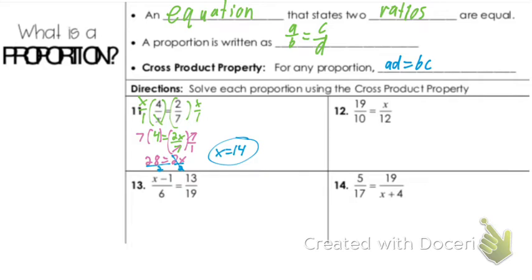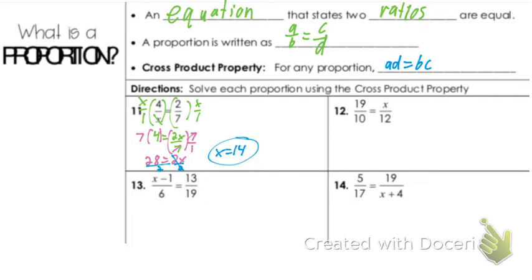If we look at that, that's actually what we ended up doing on this problem. We took 4 times 7 and got 28. We took x times 2 and got 2x. Questions on that? It's just a different way of stating what we did. And we call it the cross product because we are crossing diagonally across the equal sign, and it's product because we're multiplying.